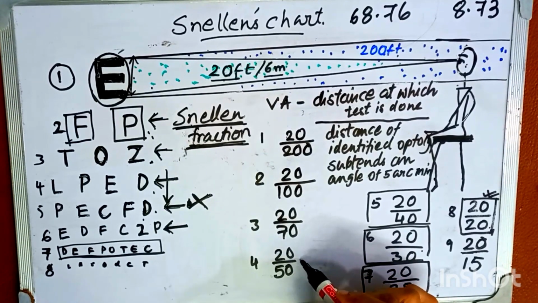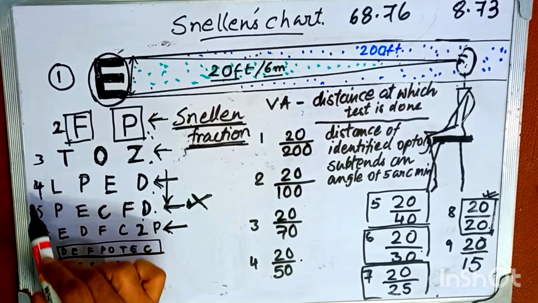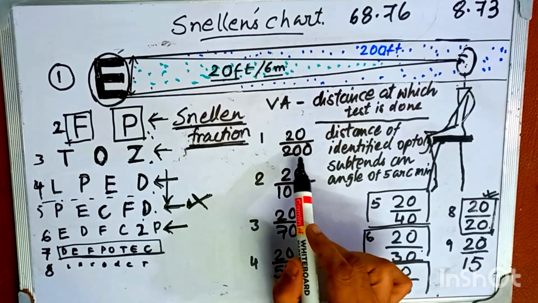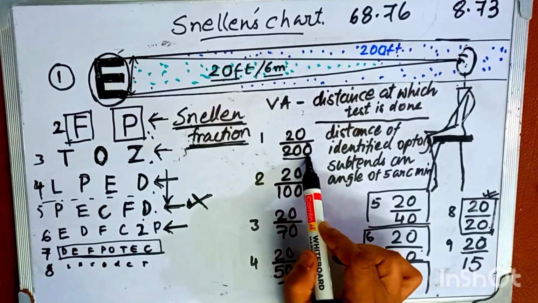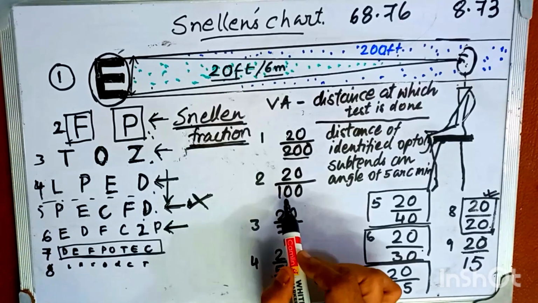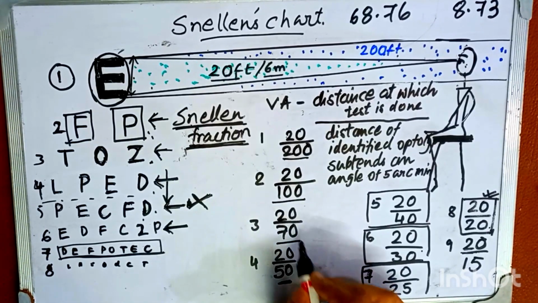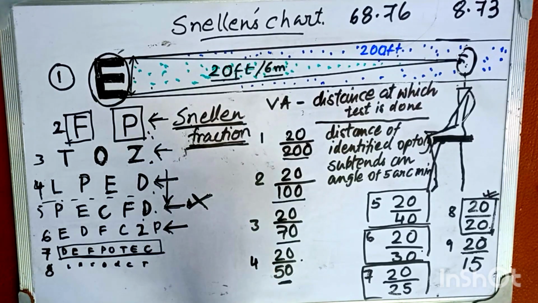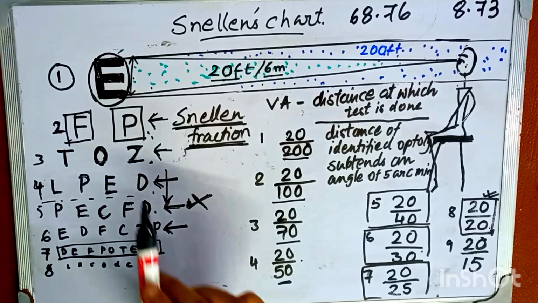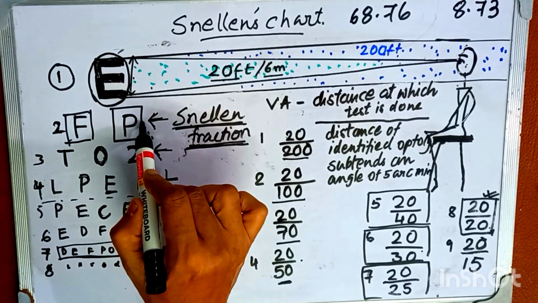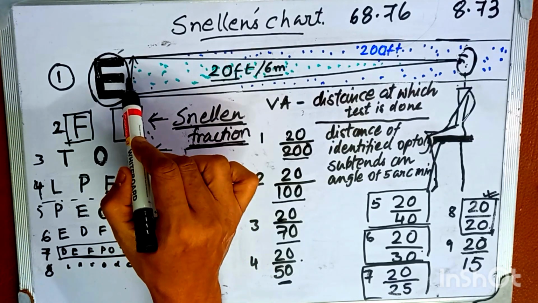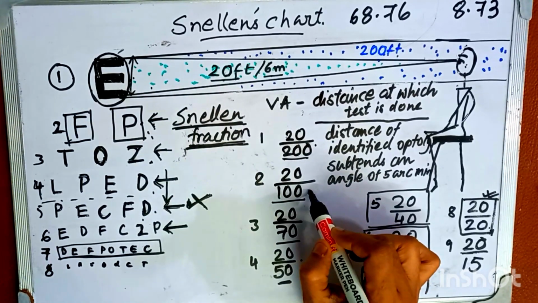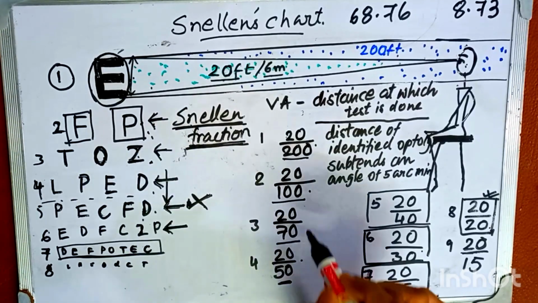Likewise, the fourth line is the 50 feet optotype. So the first E is the 200 feet optotype, the second line is the 100 feet optotype, and the third line is a 70 feet optotype. These are particular feet optotypes, meaning a normal eye should read this letter at 200 feet, the second line at 100 feet, and the third line at 70 feet.